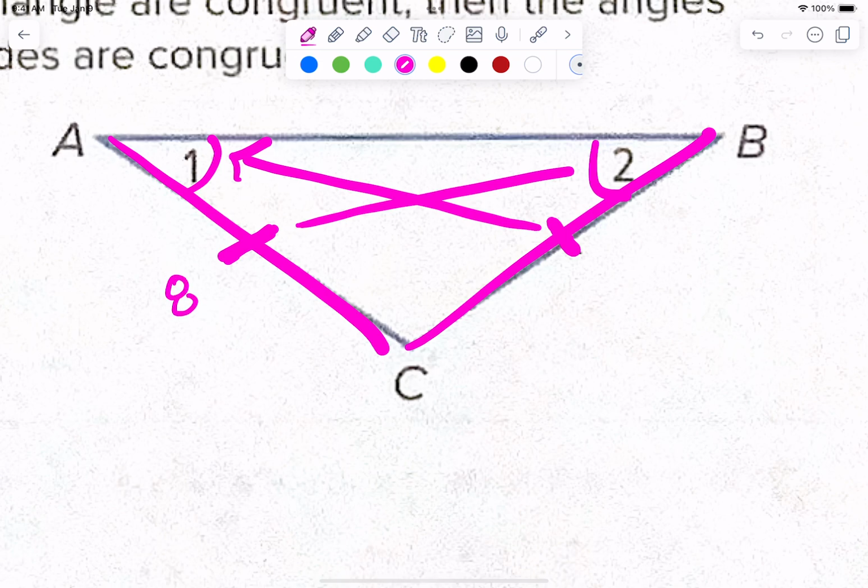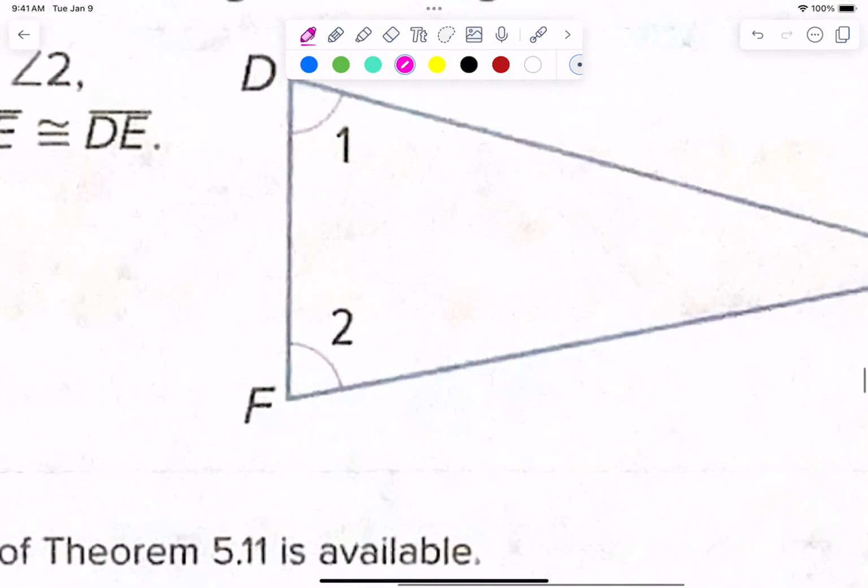So if this side is 8 inches and this side is 8 inches and they tell me angle 1 is 70 degrees, angle 2 will also have to be 70 degrees because the sides match, so the angles match. Make sense? Got it? Now, the opposite is also true.